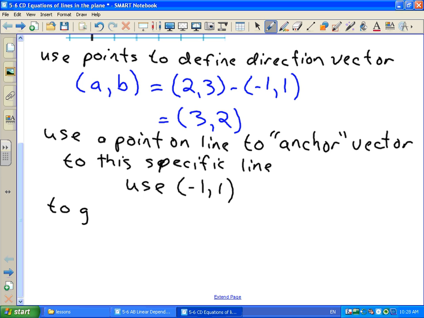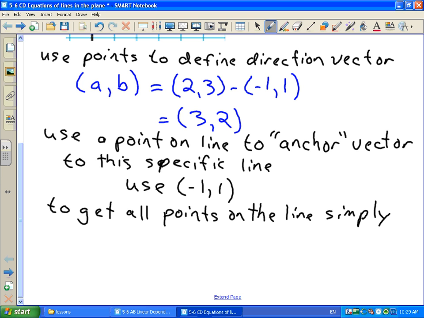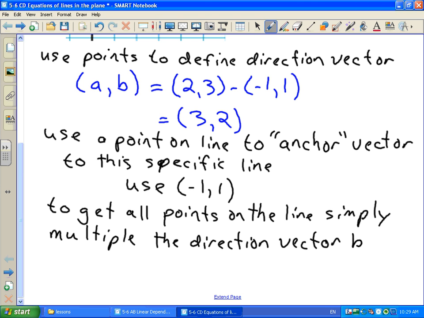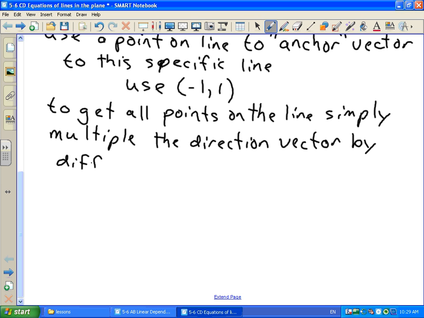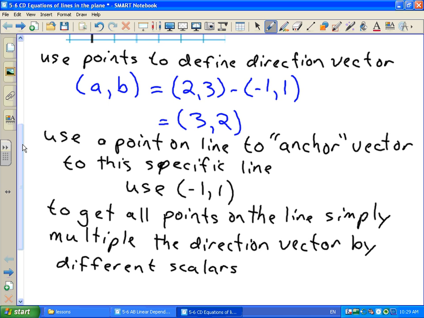to get more points, or to get all of the points on the line, simply, what should we say here? Multiply the direction vector by different scalars. Okay. And whichever scalar we choose is going to give us a different point, because we're moving farther and farther along this line. Okay? So we can put all of this together into an actual equation for our line here.